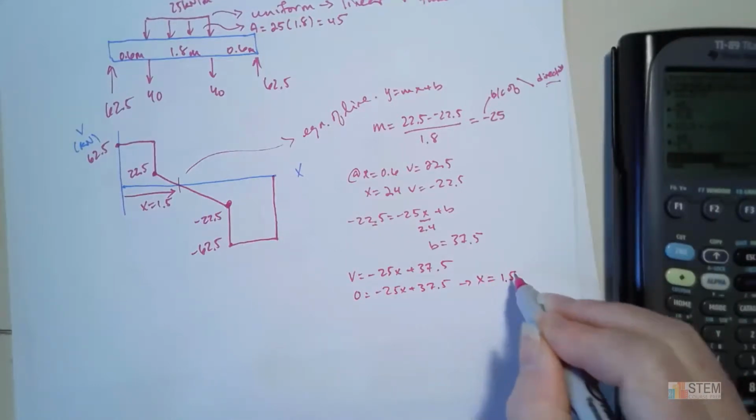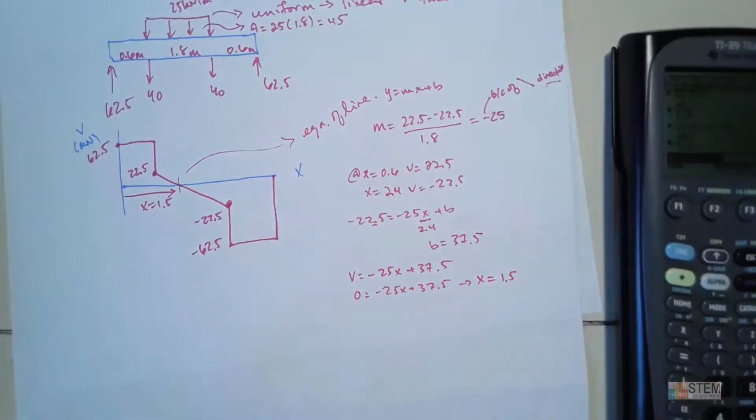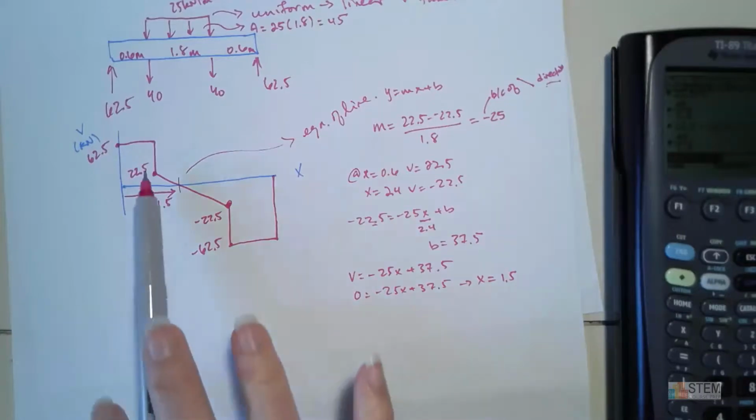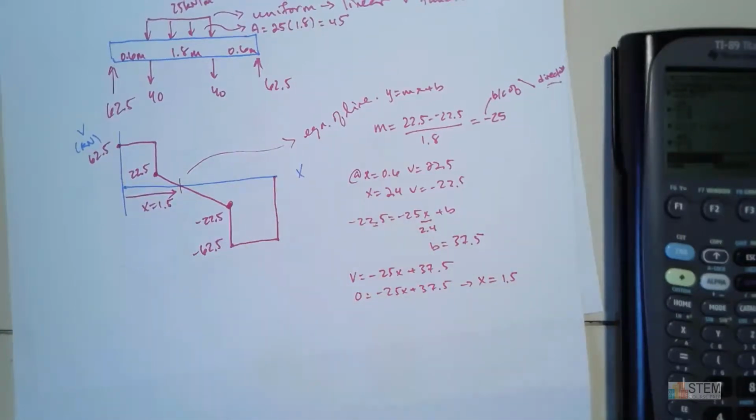And you'll get 1.5. All right. So a couple of ways to do that. First of all, always check for symmetry. That's the easiest thing to do. If you don't have symmetry, you can come up with the equation for this line or do the free body diagram method we did earlier.